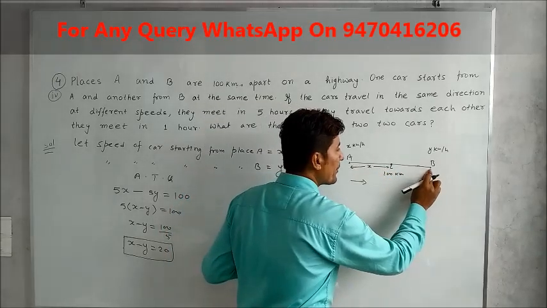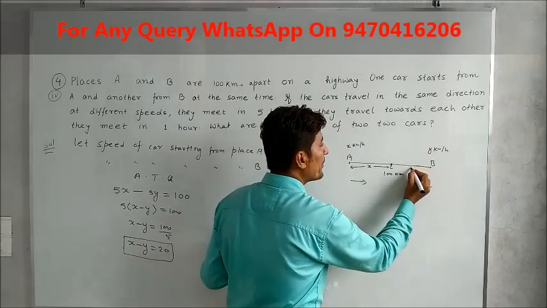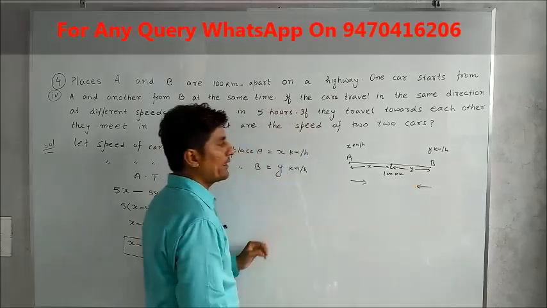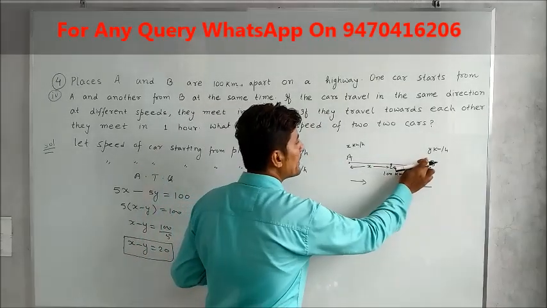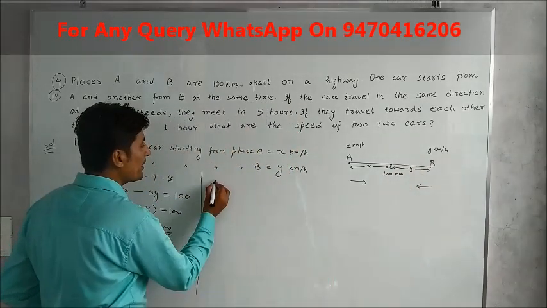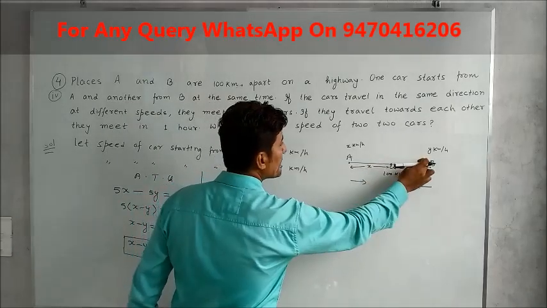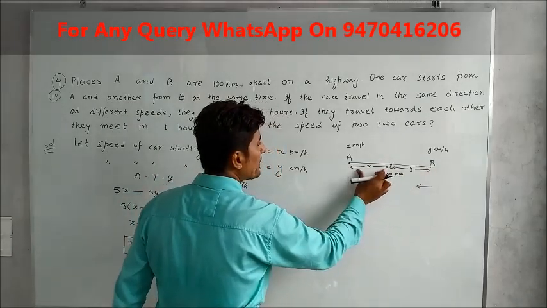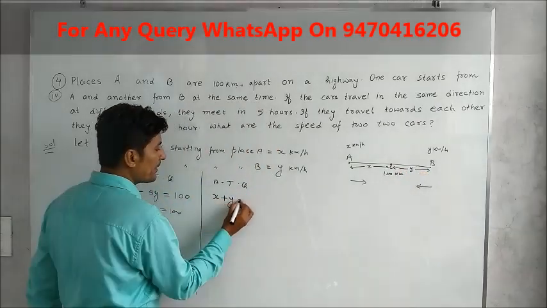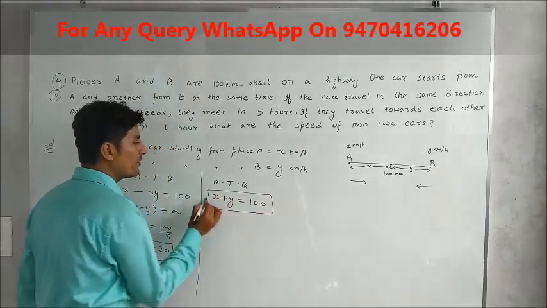Similarly, the distance traveled by the car starting from point B will be y into 1, or we can say 1 into y. BC equals y. So, AC plus CB equals 100 kilometers. Again, according to the question, AC plus CB equals 100 kilometers, meaning x plus y equals 100 kilometers. We can write here x plus y equals 100 kilometers. So, we got the second equation.